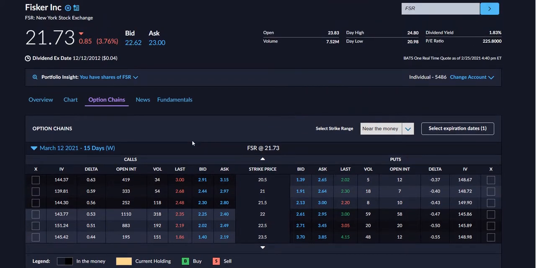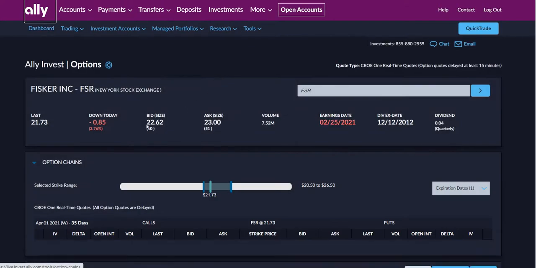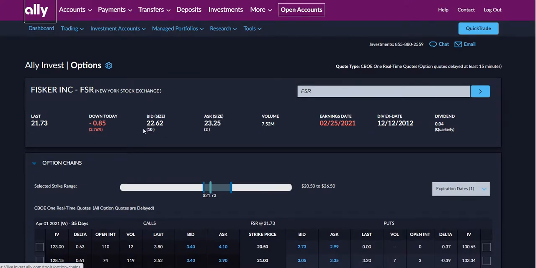Now, the one that I am going to show you today is a much more in-depth option chain for people who really want to see the probability, the graph, and so forth. You're going to come up here to research and click on the word options. And then this will give you a more in-depth view to make sure you're making the best choice with this option chain.